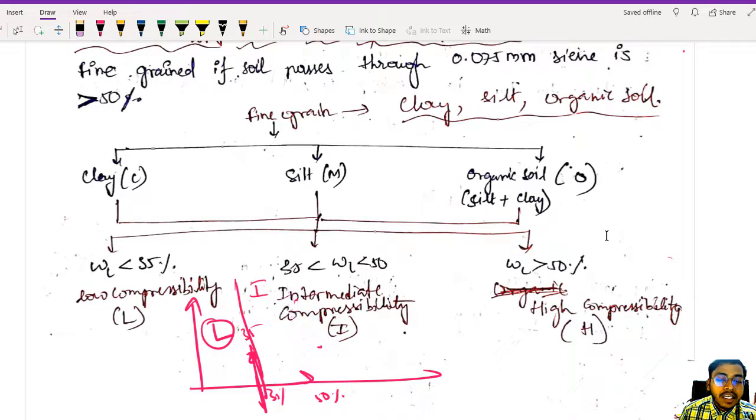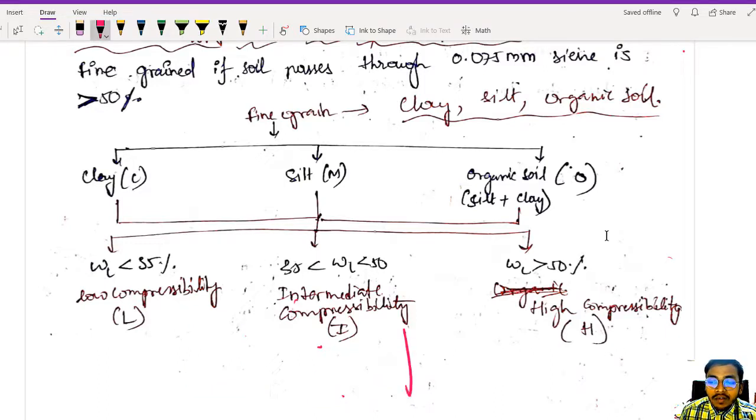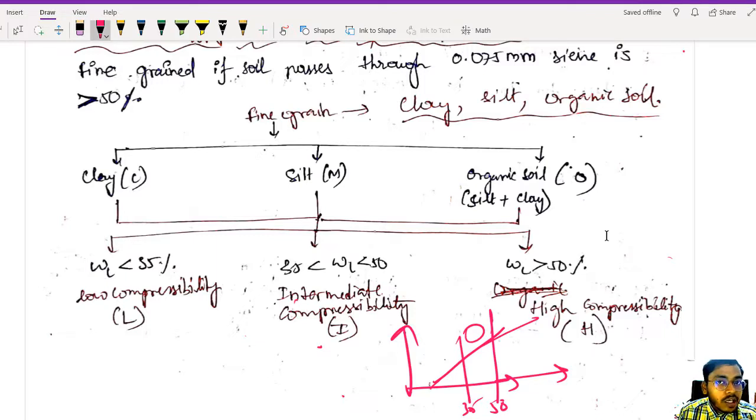Now we will clump this with the A line concept. For example, this is my A line, and the liquid limit corresponds to 35 and 50. If I have some soil here, can you classify it? If it is in the range of 35 to 50, it is intermediate compressibility. Is it above the A line or below? Above the A line, so write clay first. So it is in the range of 35 to 50, of intermediate compressibility, so CI comes, intermediate compressible clay. Similarly, what will happen if I have a soil sample here?